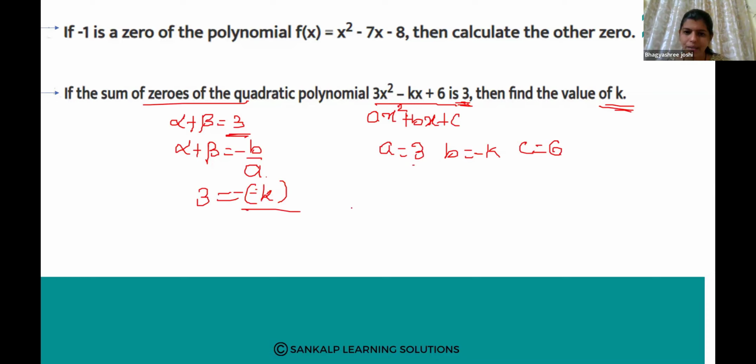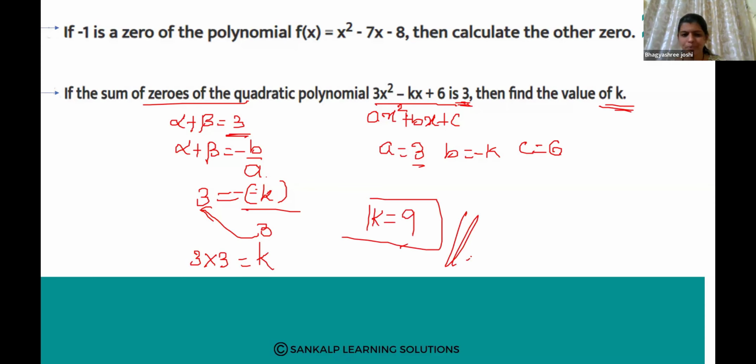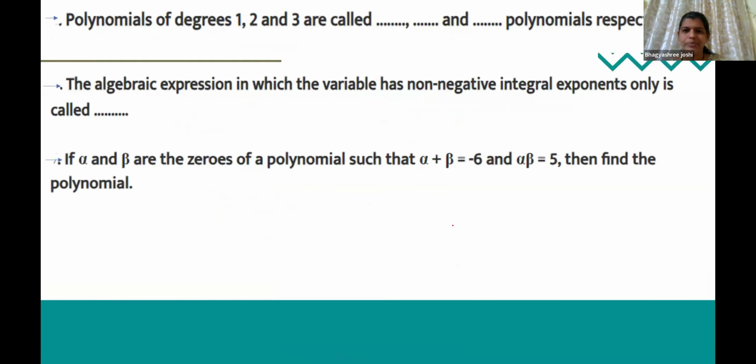Minus k divided by a value is 3. Now transfer this 3 to this side. 3 into 3 is equal to minus into minus plus. So k value is 3 into 3 is 9. So k value is 9. Okay. Next one.